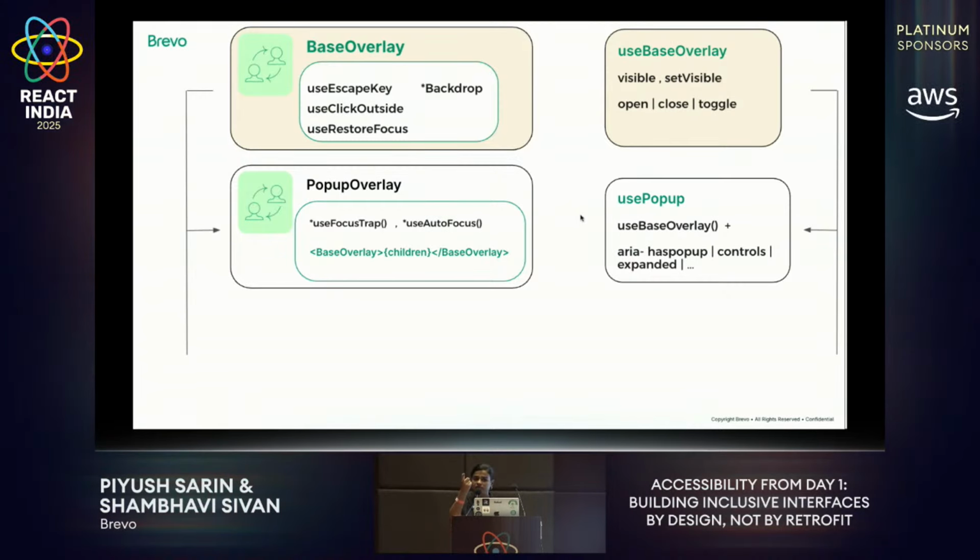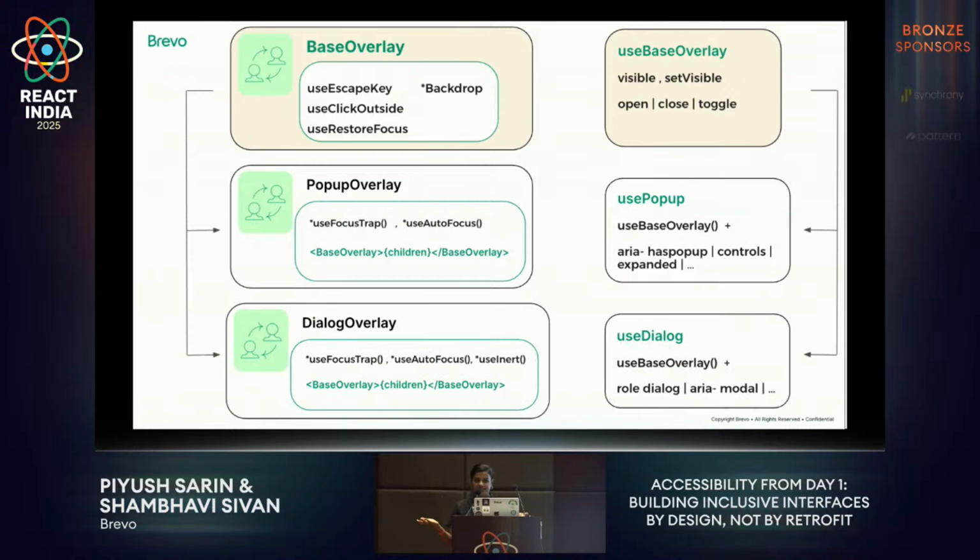And similarly, you can have a hook for it which handles certain ARIA states for you. I showed you that for the pop-up, the trigger would take certain ARIA attributes like aria-haspopup and aria-controls. So I'm going to manage all of those ARIA attributes or ARIA states in a separate hook. So the ARIA handling is separate from your rendering part.